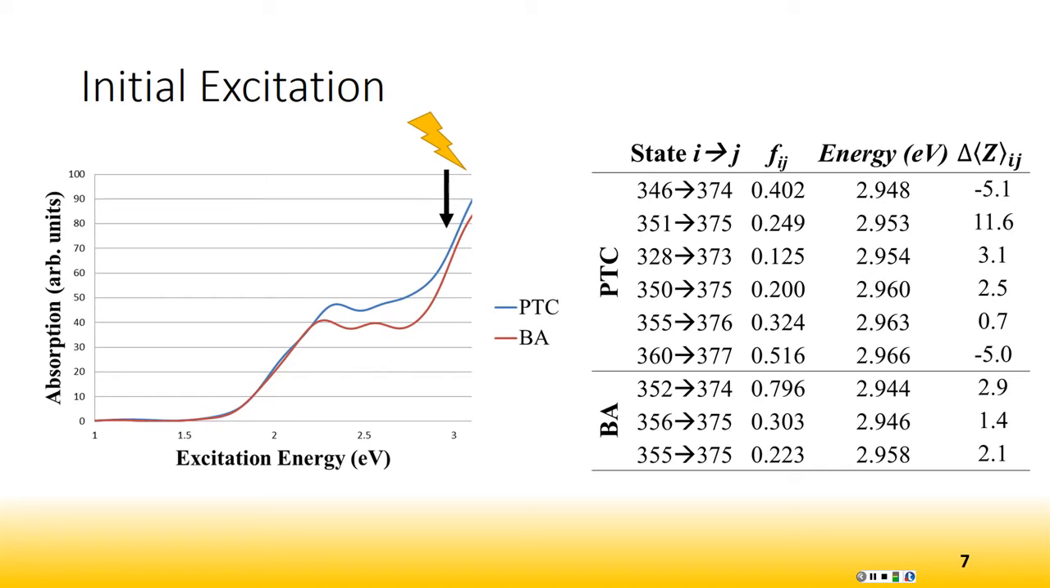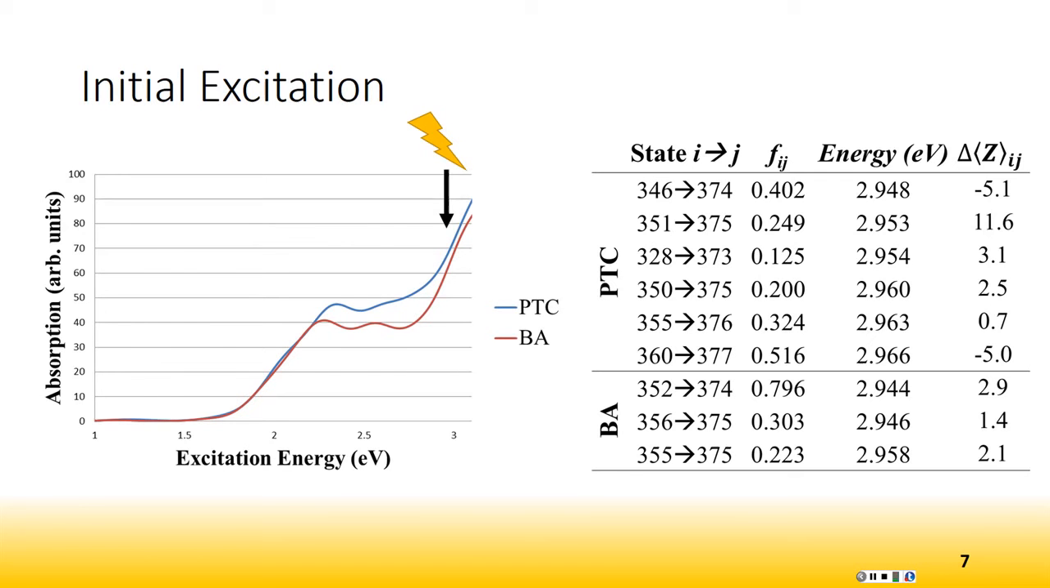In the experiment, they excite at 2.95 electron volts. If we look at the states that are important around that region, we can already see the difference. For the PTC, we have some states that are very charge transfer in nature, which would mean that we already broke our exciton into the electron and hole, so the hole can be extracted very easily. But for the BA, none of the states are that charge transfer.